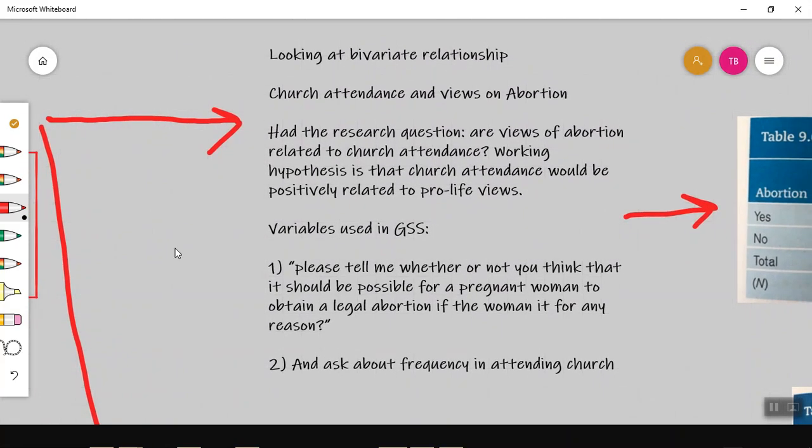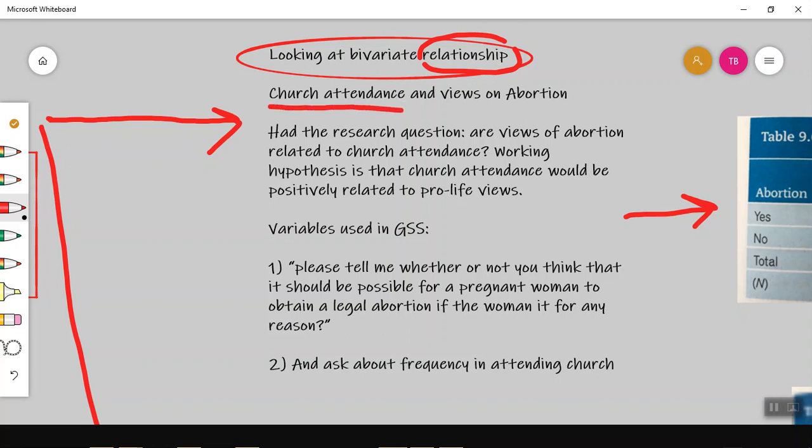So let's take a look at this. So looking at the bivariate relationship, I want to emphasize this word here, relationship. The reason we're emphasizing that is basically any sort of analysis that we're going to be doing, like any bivariate table, is always emphasizing the relationship between 2 things. So for instance, in this next section, we're going to be looking at church attendance and views on abortion. So we're looking at the relationship between these 2 variables.